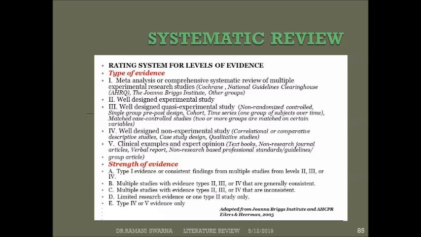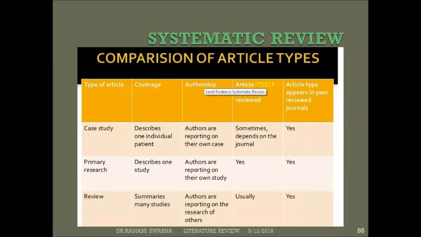Now coming over to the strength of the evidence, here you can see again 5 points are there. I'm going to start off from A. Type 1 evidence or consistent findings from multiple studies from levels 2, 3 or 4. Now this goes back to the type of evidence. Coming to point B, multiple studies with evidence types 2, 3 and 4 that are generally consistent ones. Now C, multiple studies with evidence types 2, 3 and 4 that are inconsistent ones.